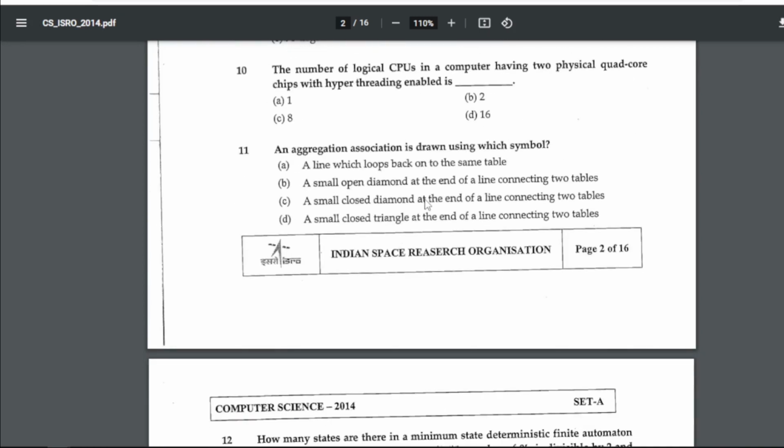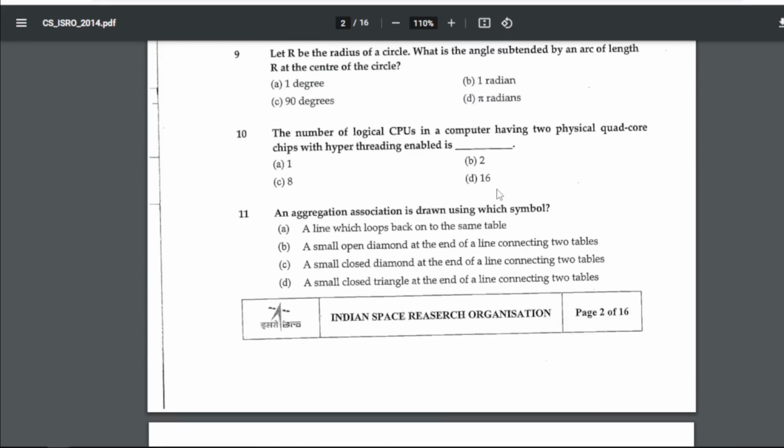Now question number 10 is, the number of logical CPUs in a computer having 2 physical quad core chips with hyper threading enabled is what? For question number 10, our answer will be 16. Every physical CPU corresponds to 2 logical CPUs in hyper threading, and there are 2 quad core chips. So the total number of physical CPUs equals 2 into 4, that is 8, and 8 physical CPUs correspond to 2 into 8, so you will get 16 logical CPUs.